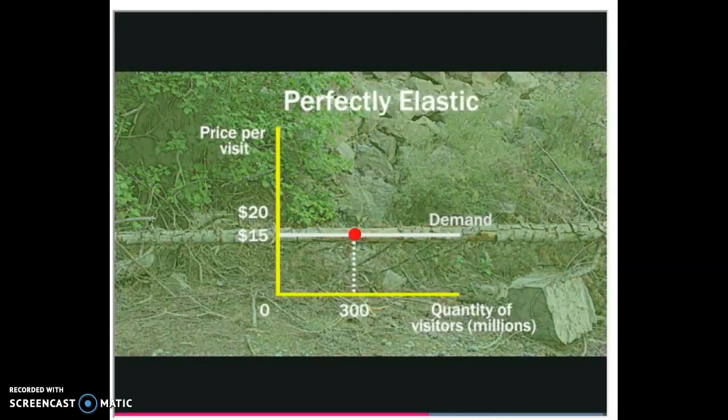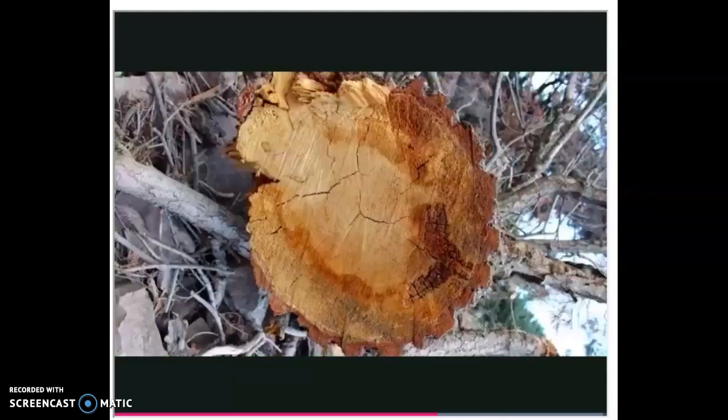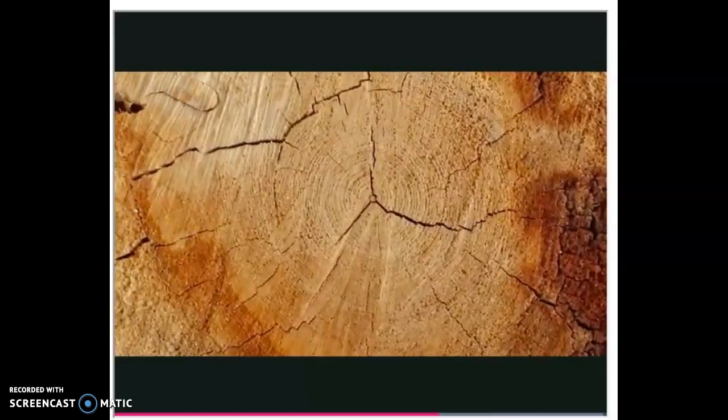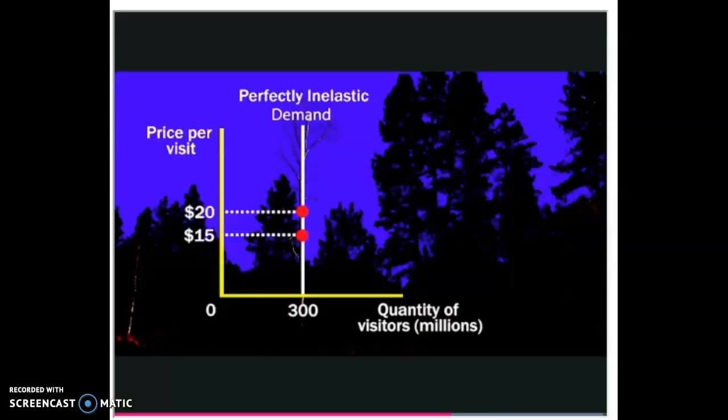A perfectly elastic demand curve is horizontal, meaning that a price increase will cause the quantity demanded to go to zero. An entire demand curve can be unit elastic if it is curved such that a change in price by any percentage causes the quantity to change by the same percentage. A perfectly inelastic demand curve is vertical, showing that the same quantity will be purchased at any price.